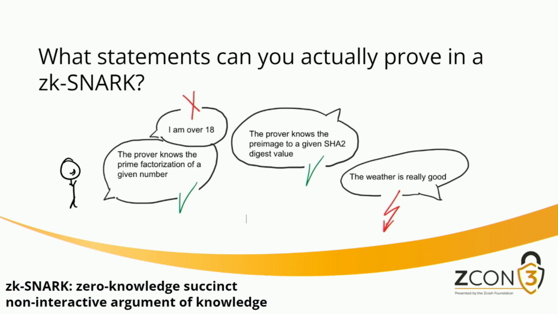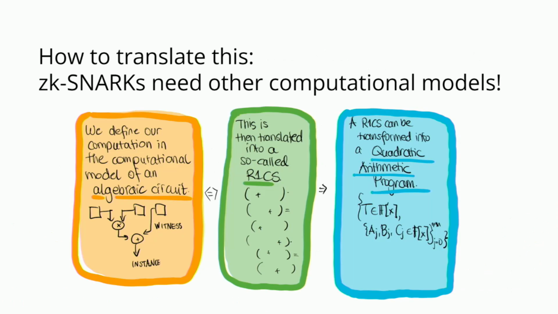So we try to answer that a little bit, and let's see how we can actually transform these English sentences into something that we can mathematically then prove. What we are going to do is translate this through several computational models. We're going to start with the orange one. We are going to describe our mathematical but English sentence in an algebraic circuit. And then we're going to transform that into a so-called rank 1 constraint system, which is the green middle part. I'm going to describe that in a bit. And then we're going to transform that into a quadratic arithmetic program, or short QAP, which is like some polynomials. You'll see that in a bit.